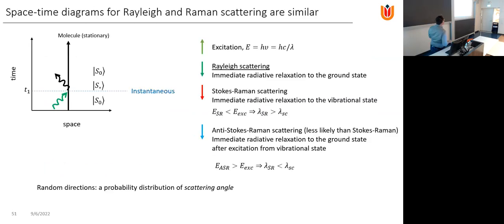All these three processes more or less have the same space-time diagram, because nothing really happens, or everything happens really fast. So there is absorption of a photon, and there is immediate, instantaneous emission of a new photon. Again, the directions of these new photons are randomized, so they do not necessarily correspond to the direction that the incident photon has. So that's why they count as a scattering process.